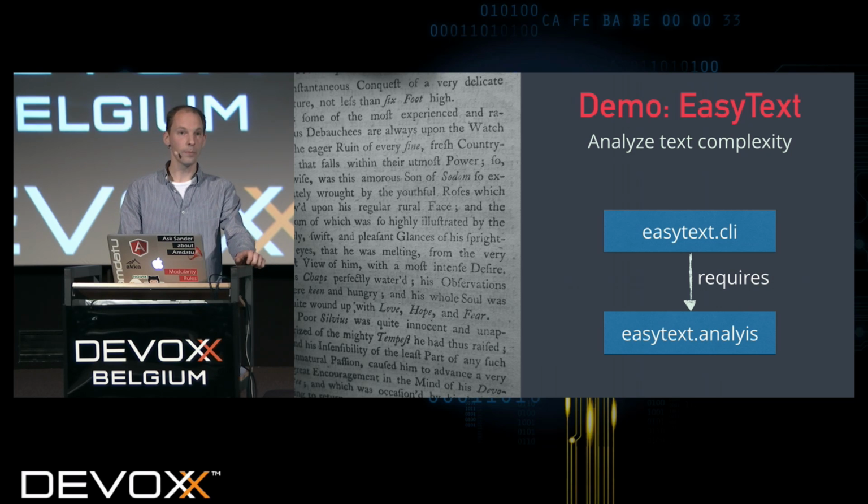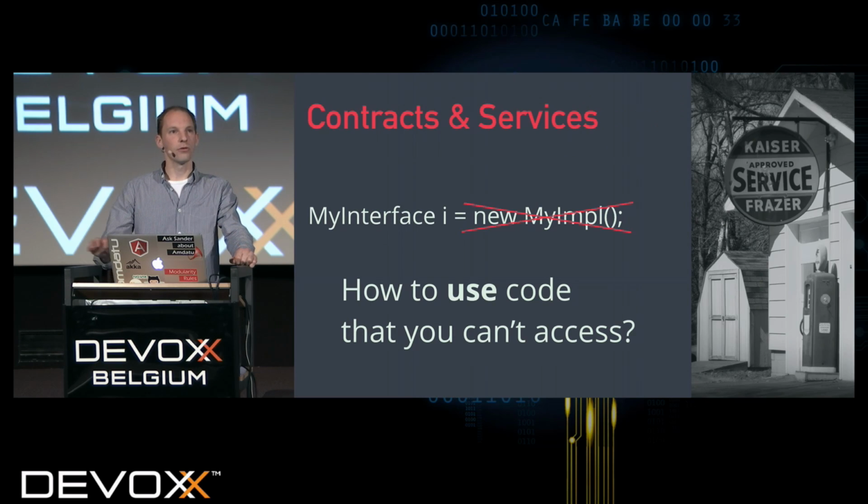This was our first demo, and it shows how we can create 2 modules, how they interact, what exporting a package means, what requiring a module means. But still, you might be wondering, there's a very tight coupling going on between those 2 modules, right? We exported this implementation class, Flesch-Kincaid, and we exposed this to the CLI module. And this CLI module instantiates it and calls a method on it.